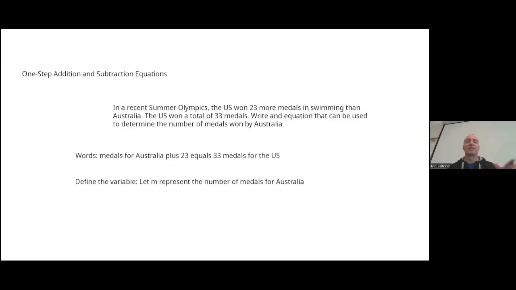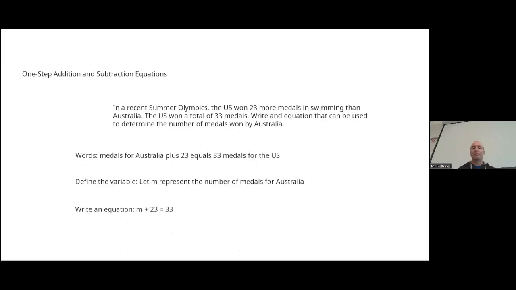Now, defining the variable looks like this. It says let M, the letter M, represent the number of medals for Australia. It is important that you know what your variables are representing, what they actually mean. So in this case, when you see the letter M, you know that's the number of medals that Australia won in swimming. And then finally, we're going to write an equation. And there's our equation: M plus 23 equals 33.